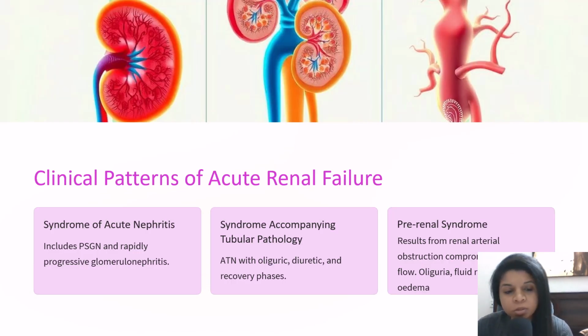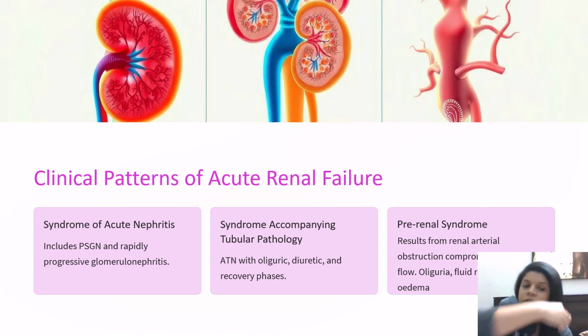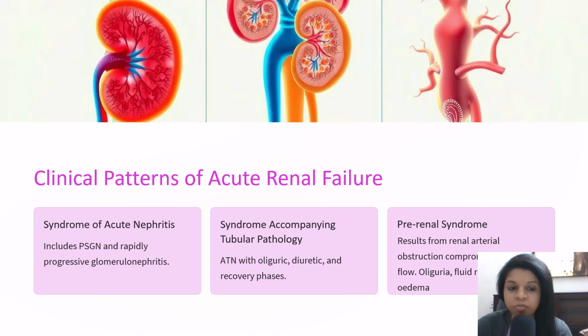Now, for academic purposes, you should know that there are clinical patterns of acute renal failure. This you can study in Harsh Mohan in detail if you want. There is the syndrome of acute nephritis, which I'll be discussing after some time. That is nephritic syndrome itself, which is seen mostly with streptococcal glomerulonephritis and rapidly progressive glomerulonephritis. Then there is the syndrome accompanying tubular pathology, which I'll be teaching along with tubular pathology, like the oliguric stage, diuretic stage, and recovery stage.